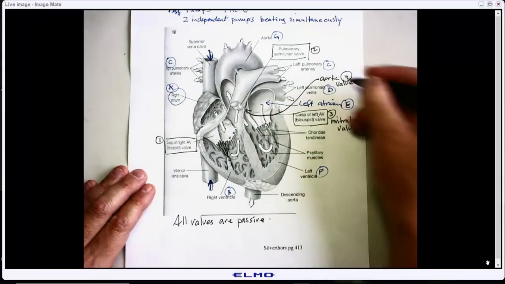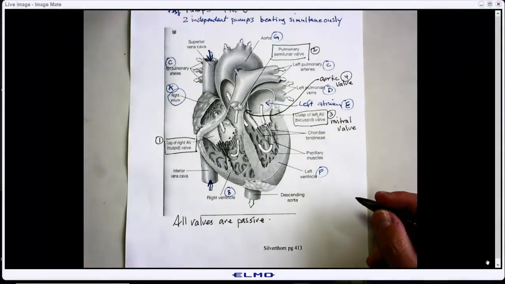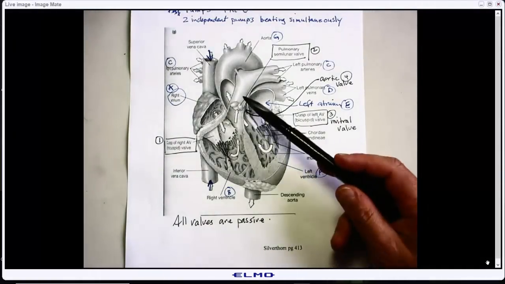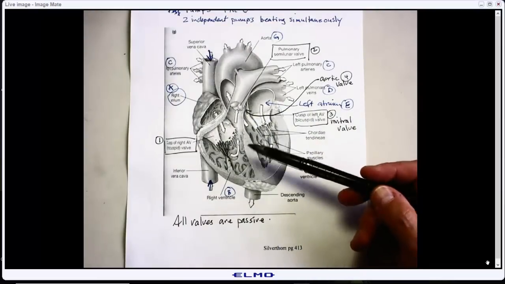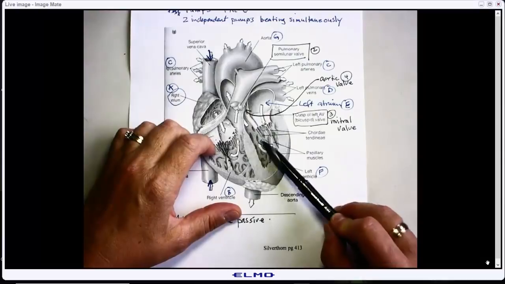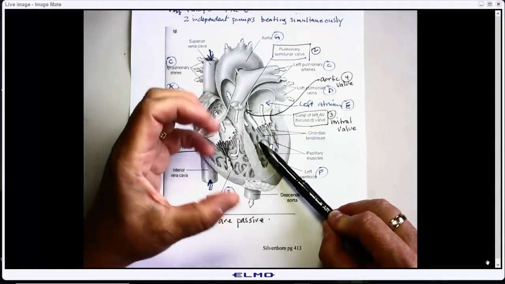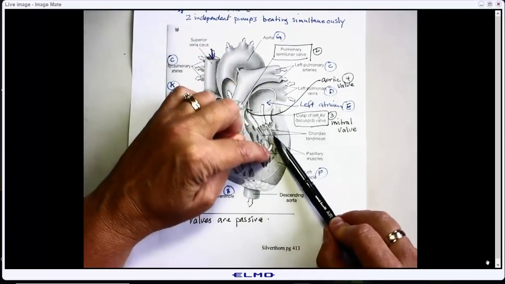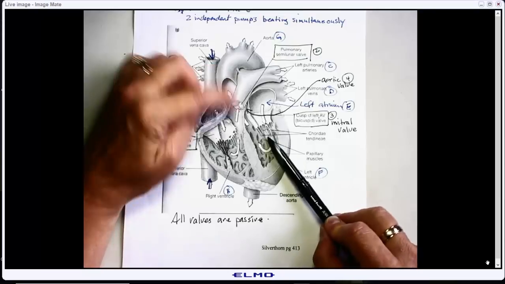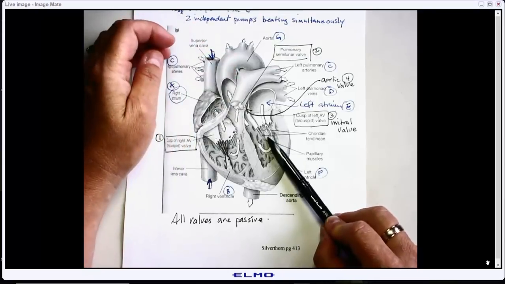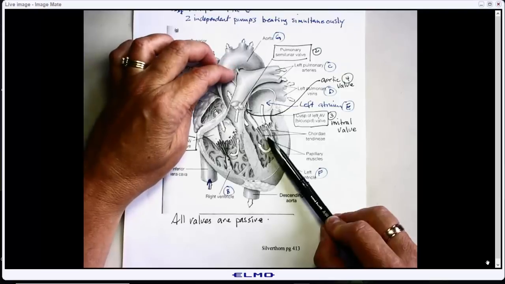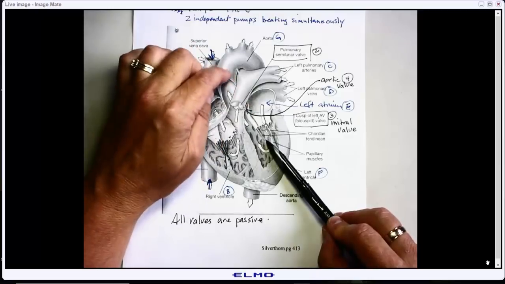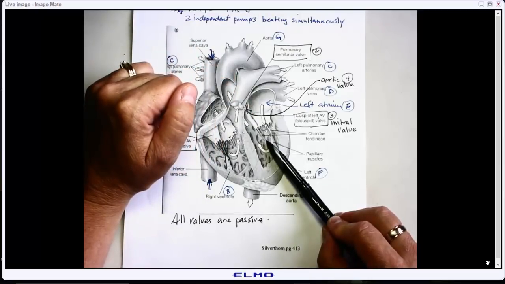Okay, so all these are going to open passively. We have to generate pressure on one side greater than pressure on the other, and as soon as we do that, we open the valve. So for instance, if pressure is greater in the left ventricle, because we're contracting, than the aorta, that aortic valve will open and we will move blood. As long as that valve is open, we're going to move blood from the ventricle into the aorta. As soon as the pressure in the aorta becomes greater than the pressure in the ventricle, that aortic valve closes and we stop movement of blood. Okay?